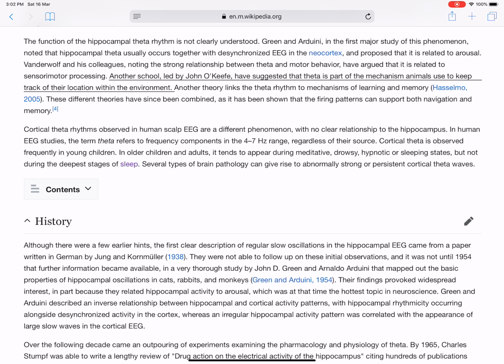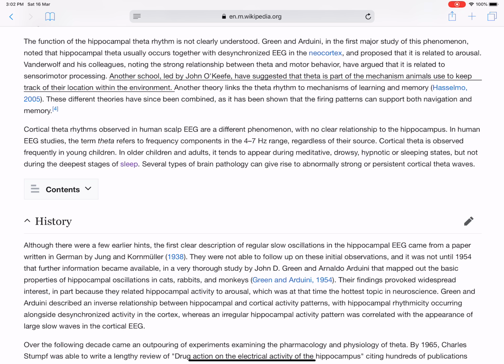These different theories have since been combined, as it has been shown that the firing patterns can support both navigation and memory. Cortical theta rhythms observed in human scalp EEG are a different phenomenon, with no clear relationship to the hippocampus. In human EEG studies, the term theta refers to frequency components in the Hz range, regardless of their source. Cortical theta is observed frequently in young children. In older children and adults, it tends to appear during meditative, drowsy, hypnotic or sleeping states, but not during the deepest stages of sleep. Several types of brain pathology can give rise to abnormally strong or persistent cortical theta waves.